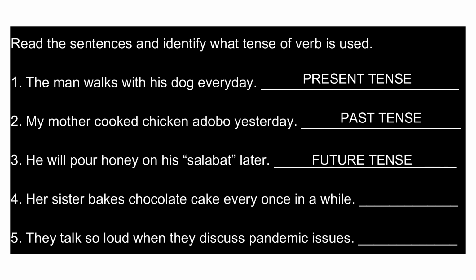Number 4, her sister bakes chocolate cake every once in a while. So it is a habitual action. And the verb bakes is in what tense? Check. In the present tense. Number 5. They talk so loud when they discuss pandemic issues. The verb here is talk. And it is in the present tense.